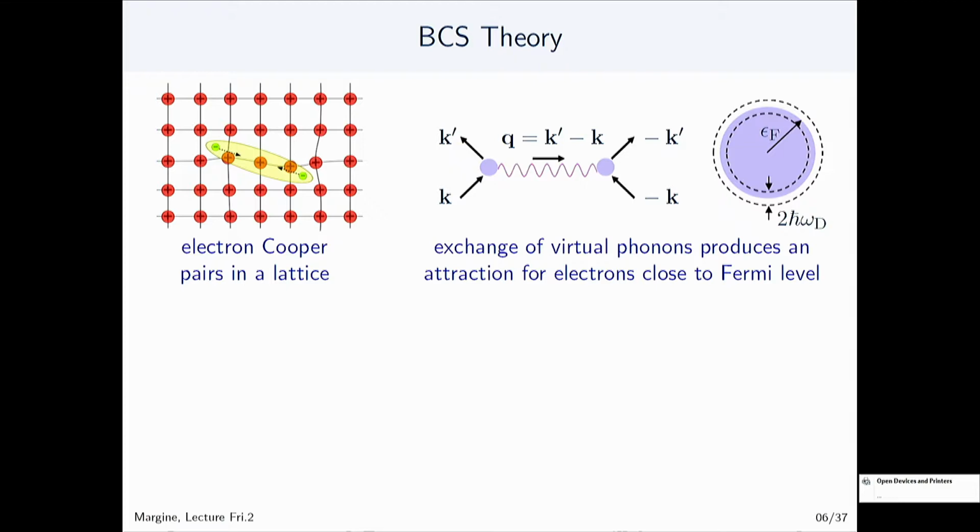This is basically of the order of the largest phonon frequency in your system, so it's only of the order of milli-electron volts. For example, in magnesium diboride, the highest phonon frequency is around 200 milli-electron volts, just to get a rough idea of what energy scale we are talking about.